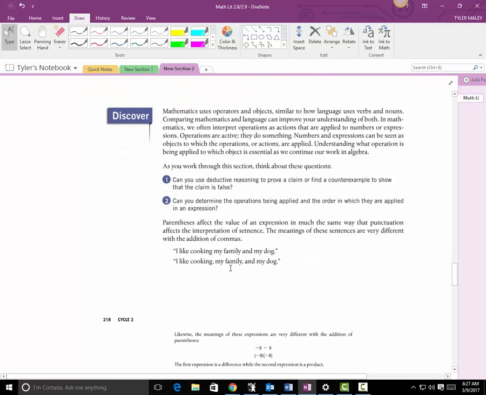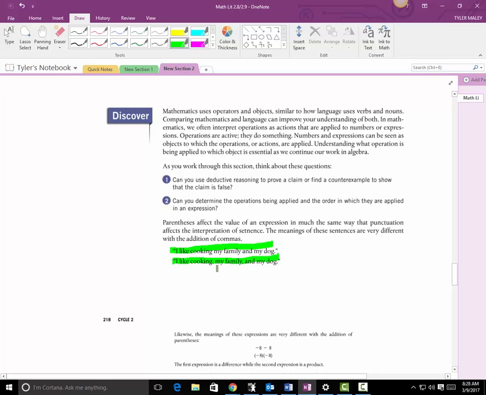So in the Discover, this reading is talking about how using parentheses in different spots is kind of related to putting commas in different spots in terms of meaning, right? So for example, here we're told to look at these two sentences. So the first one, I like cooking my family and my dog, right? How that is interpreted is that someone cooks their family and their dog, right? Which is probably not the meaning, hopefully not.